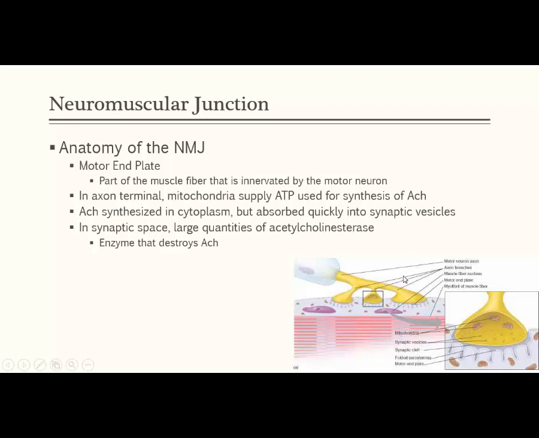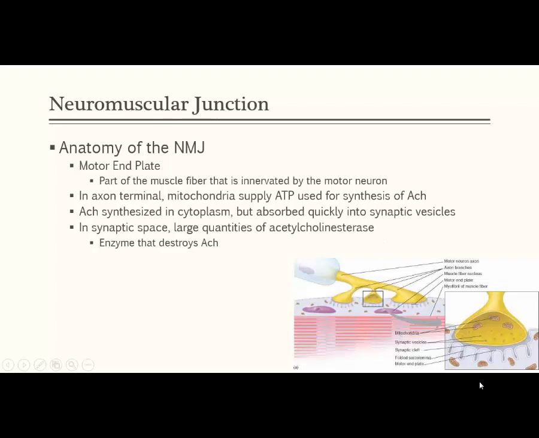This is a picture showing you the anatomy of the neuromuscular junction, where we have the motor end plate, which is the part of the muscle fiber that's innervated by the motor neuron. In the terminal axon, mitochondria are used to synthesize acetylcholine in the cytoplasm, but then it is absorbed into those vesicles and stored in those vesicles.